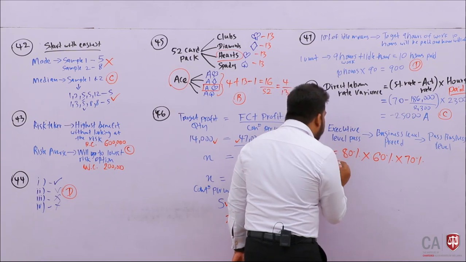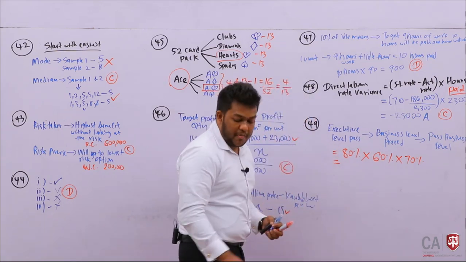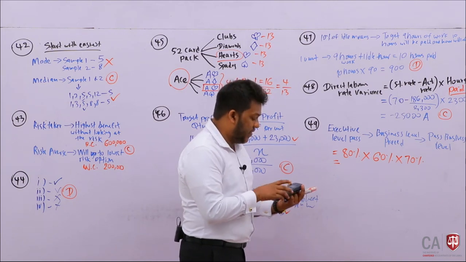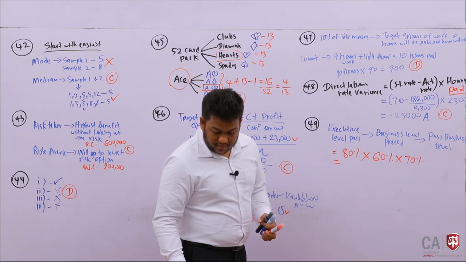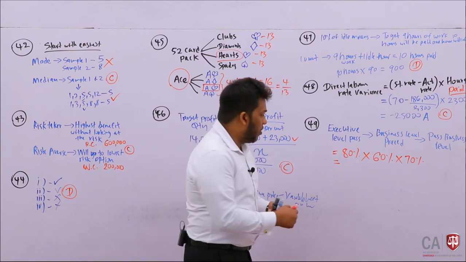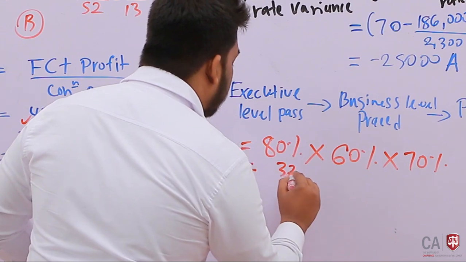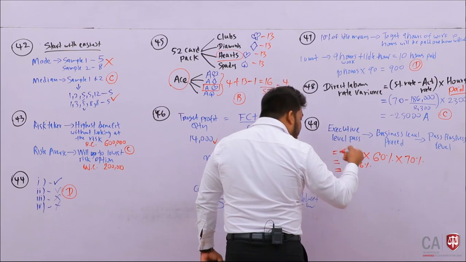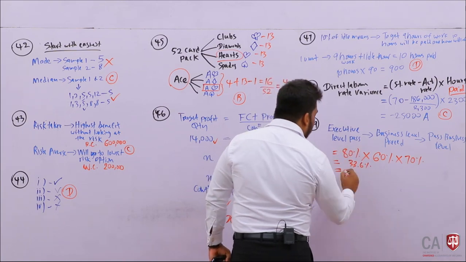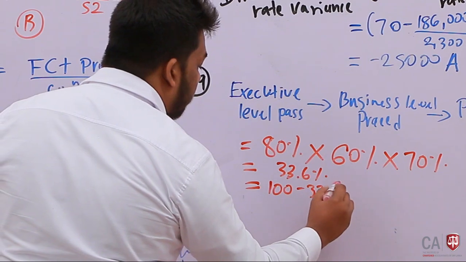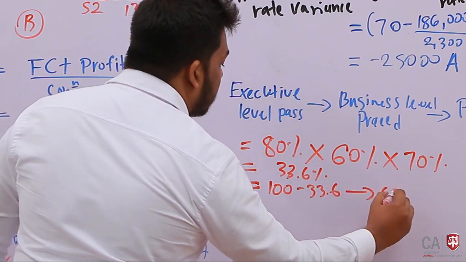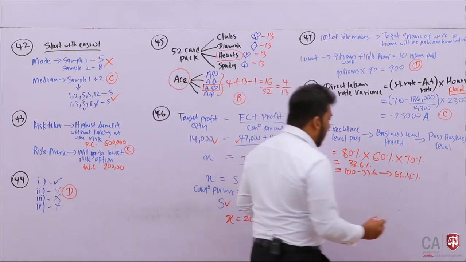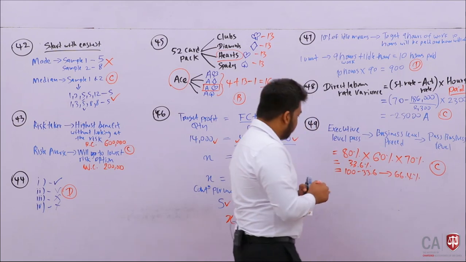So pass in the exam probability, how you can get like this: 0.8 into 0.6 into 0.7, that is 33.6. But they are asking what? They are asking the not getting through the exam. What is the rate? So that is 100 minus 33.6 will be 66.4. 66.4 is the answer. So that answer is answer C.